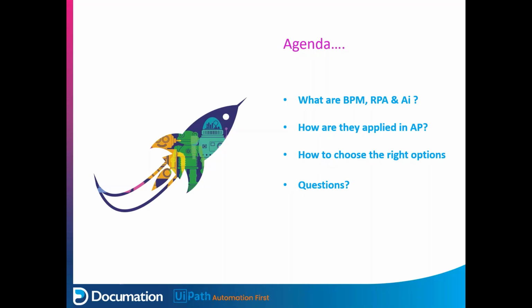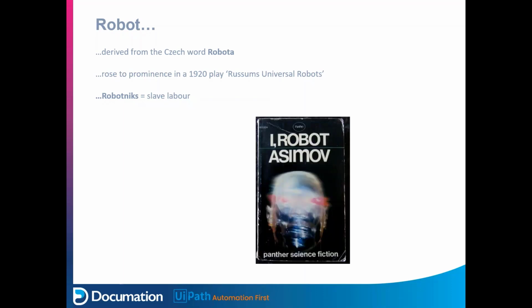Before we start looking at these technologies in the context of AP automation, there's a word that's going to be cropping up a lot during our conversation, and that word is robot. The word robot is derived from the Czech word robota, and it rose to prominence in a play called Russell's Universal Robots way back in 1920. Robotniks, or robots, were literally a form of slave labor. And whilst that's a concept which has absolutely no place in the modern world, it does clearly link robots with the idea of doing work on behalf of people.